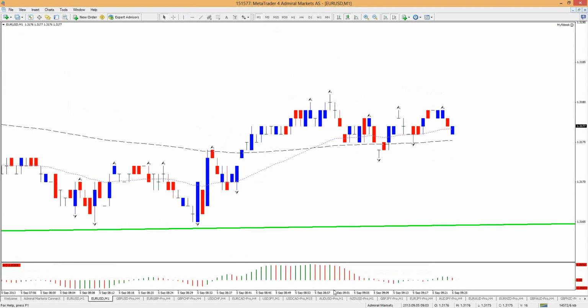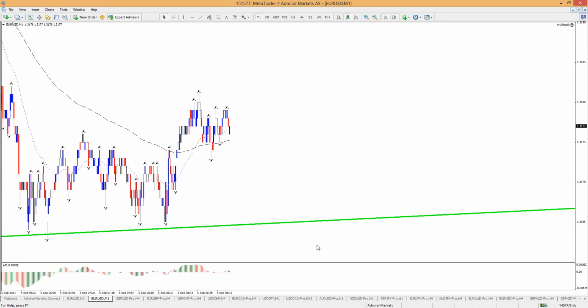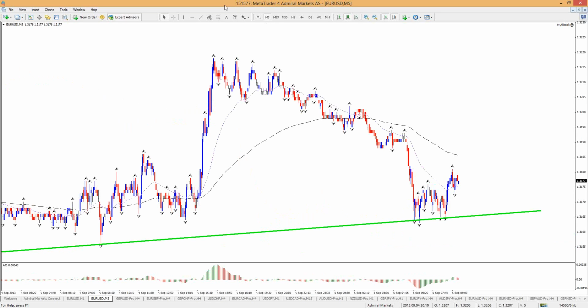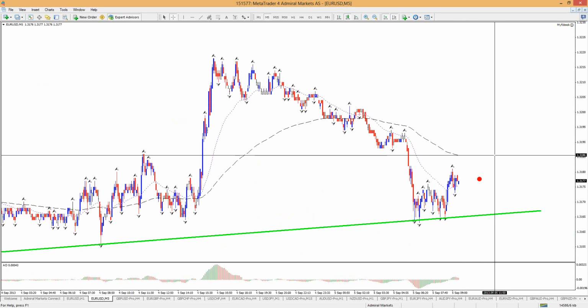I don't know. Let's look at the minute chart here on the euro. Well, it didn't really do much the last 3 hours. You see that? It's just perfectly quiet. So yeah, even scalpers will have a tough time.